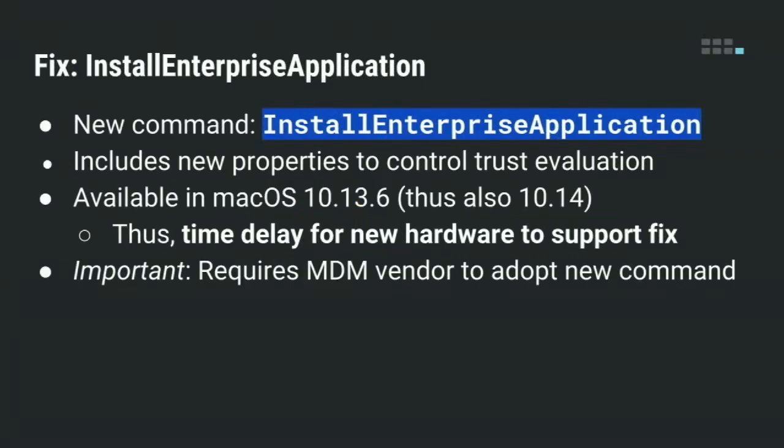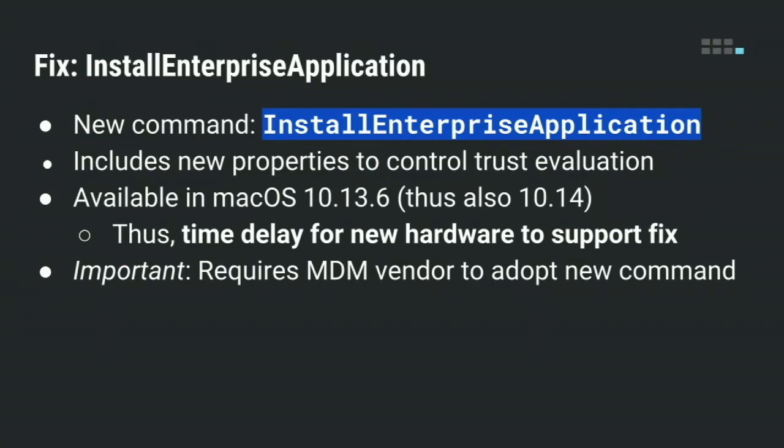Well, the good news is there is a mitigation already in existence for this problem. A new command was introduced recently called install enterprise application. This includes new properties that allow you to control the trust of that URL for the manifest. And so this is available in macOS 10.13.6, thus also 10.14.